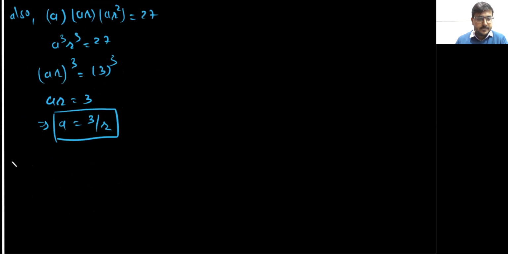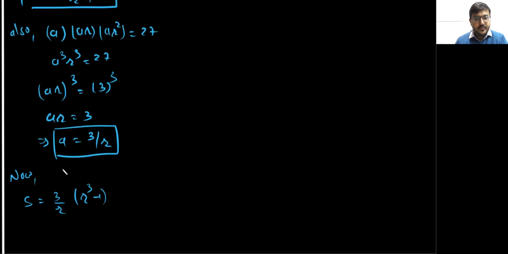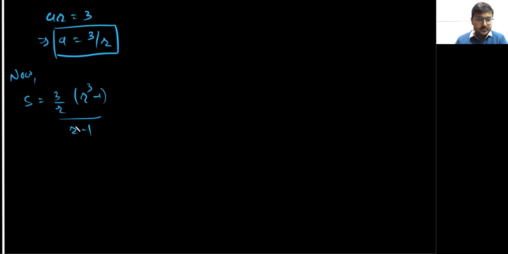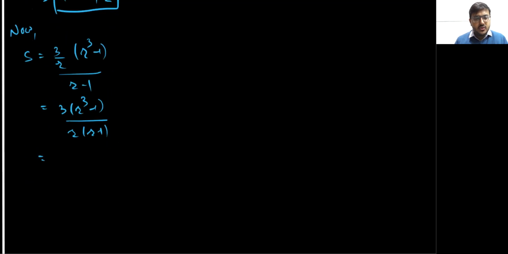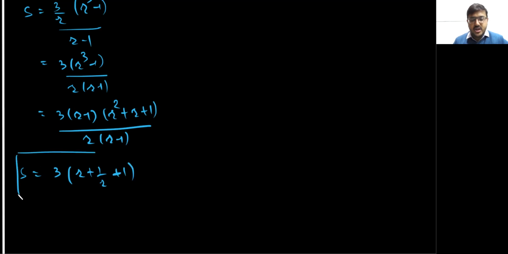Now, as S I have 3 by R into (R cube minus 1) upon R minus 1. So what do I get? I get 3 into (R cube minus 1) upon R into (R minus 1). So let me use the quadratic factorization here, which is (R square plus R plus 1) upon R into (R minus 1), right everyone? So we get S as 3 into (R plus 1 by R plus 1). So this is the equation we have.